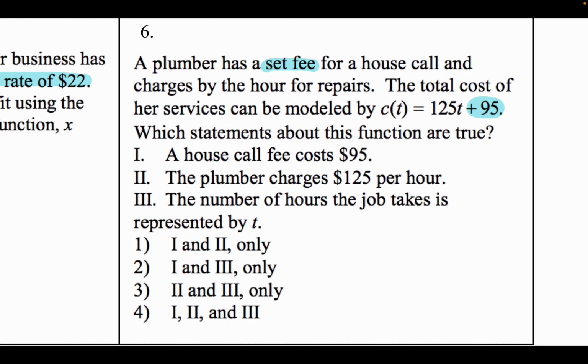The house call costs $95. So remember, it says a plumber has a set fee for a house call and then charges by the hour for repairs. So that is true. The plumber charges $125 per hour, it says T times 125. We can assume that T is time, which is true. They charge 125 per hour. The number of hours the job takes is represented by T. That is also true. So the answer would be choice 4, that it's 1, 2, and 3.